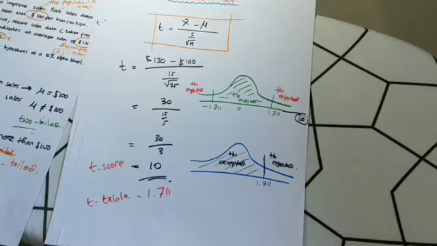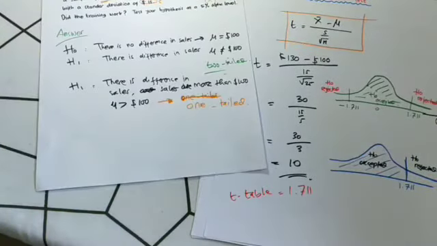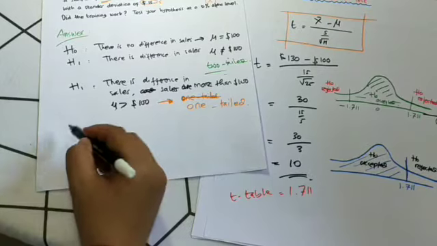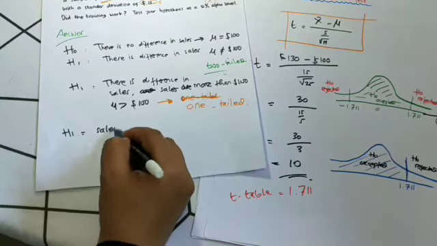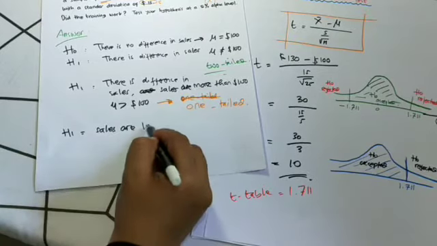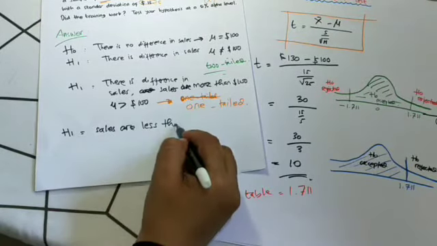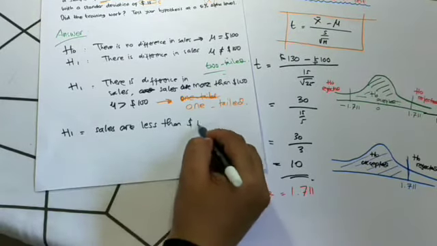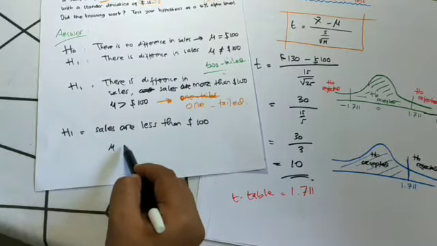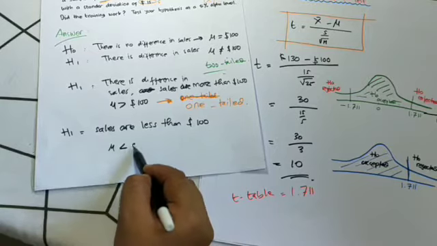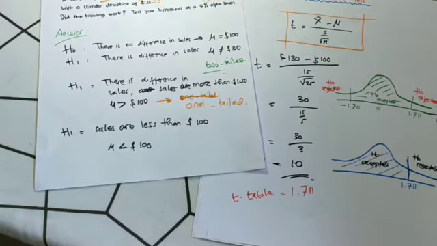We also have one other example for a one-tailed hypothesis. For example, you said that sales are less than $100, or we can say that mu is less than $100.